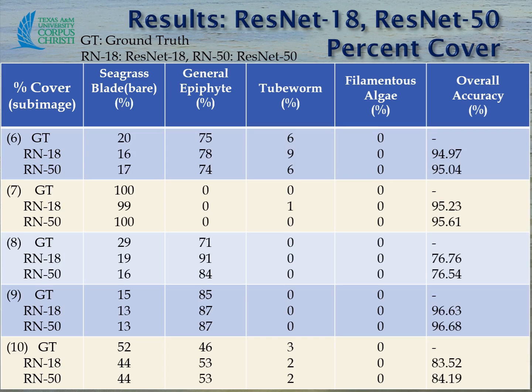Similarly, this slide shows the seagrass blade cover for the 5 other seagrass images. Similar to the previous set, generally, the ResNet 50 deep network produced slightly better results in overall accuracy of surface cover computation with respect to the manually generated ground truth. On average, for the 10 tested sub-images shown in the 2 tables, the overall seagrass blade cover accuracy was 90.5% for ResNet 18 and 91.03% for ResNet 50.